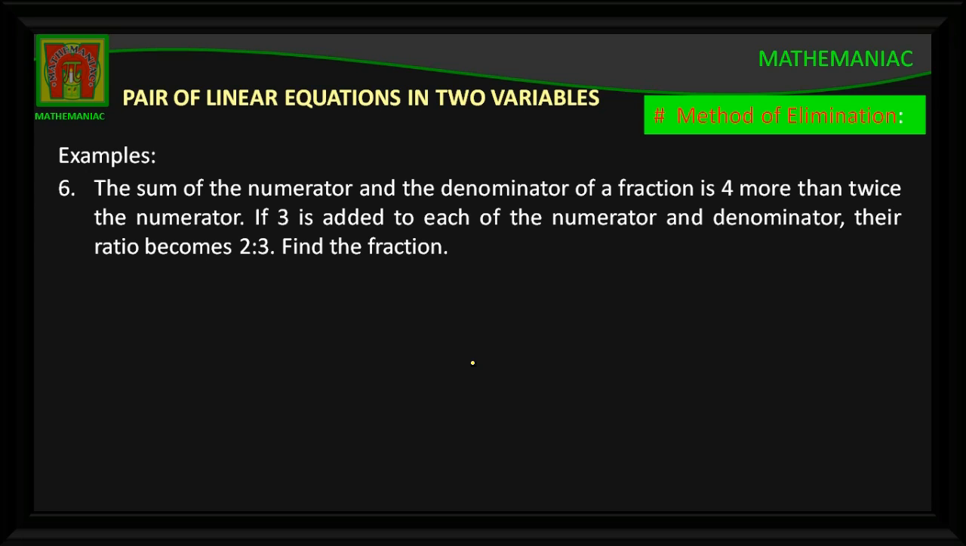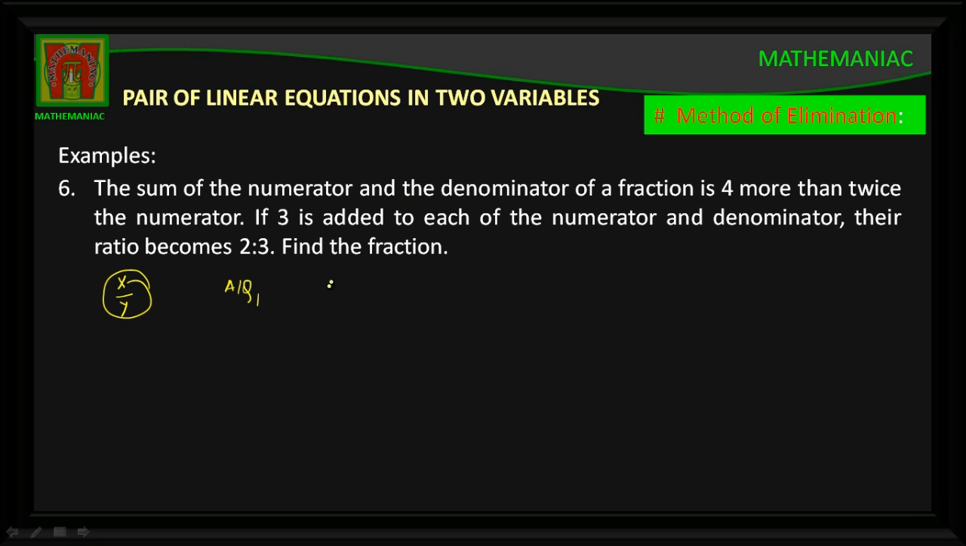Okay, the next question is regarding a fraction, right? The sum of the numerator and denominator of a fraction is 4 more than twice the numerator. Here I will not write out the statements. You can write the statements very well, so I'm writing only the mathematical part. A fraction will be looking like what? x by y. So at the beginning you write that let the denominator be x and numerator be y. So this is the fraction according to the question.